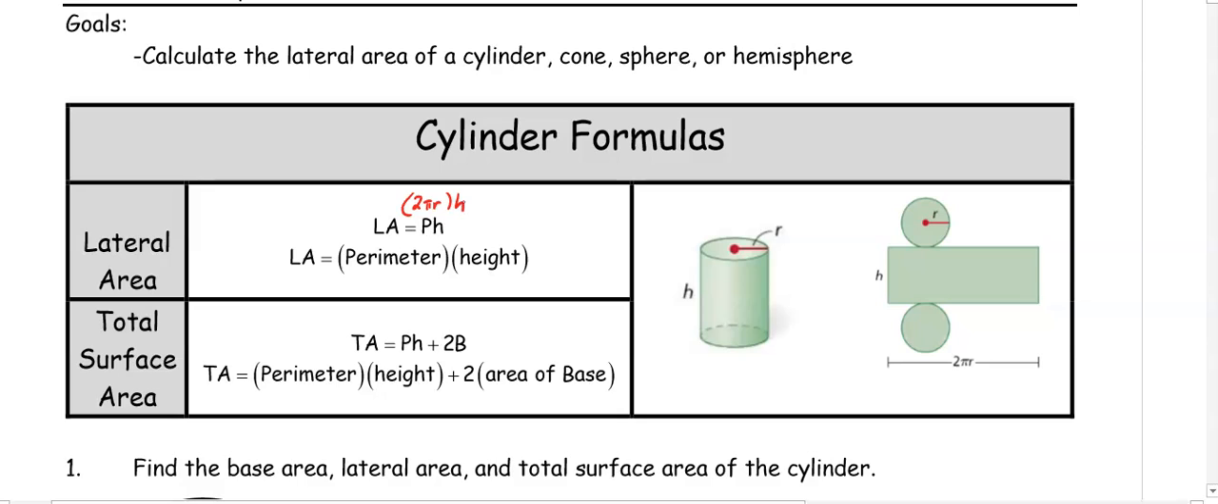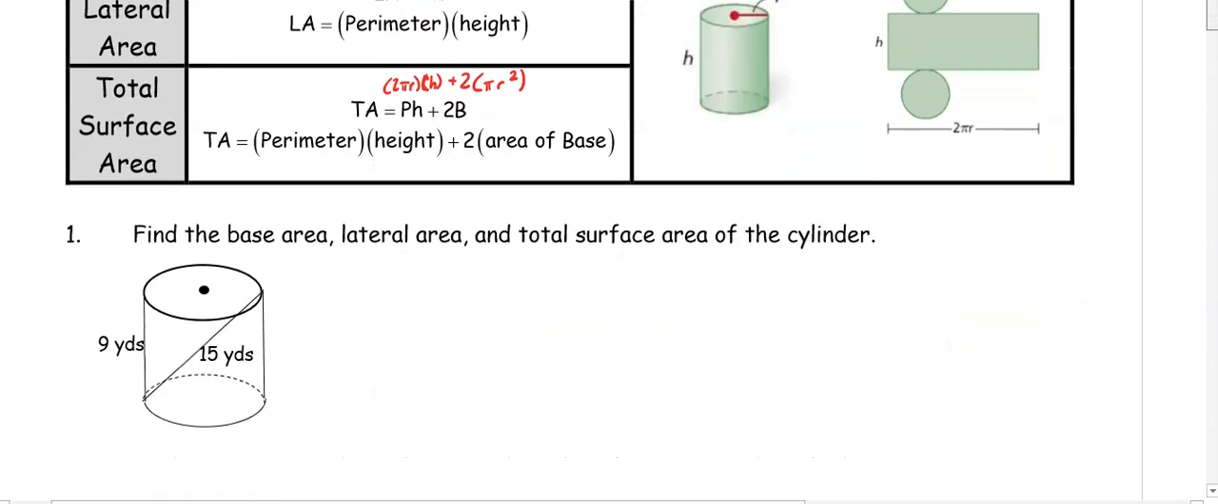The total surface area then is going to be perimeter times height plus 2 bases. So remember, perimeter is 2 pi r times h plus 2 times the base area, and because it's a circle, our equation is pi r squared. So let's use these equations to find the lateral and total surface area of a cylinder.